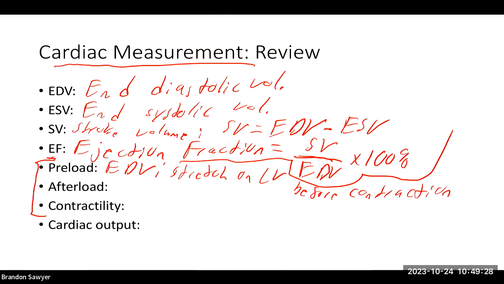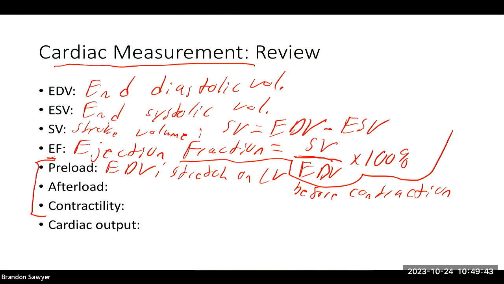Okay, what about afterload? Who wants to go ahead, Andrew? Preload's a concept, really. So it's not a measurement, but we measure it by end diastolic volume. And so that's going to be the primary way that we measure it.